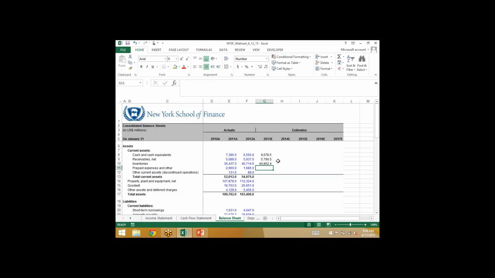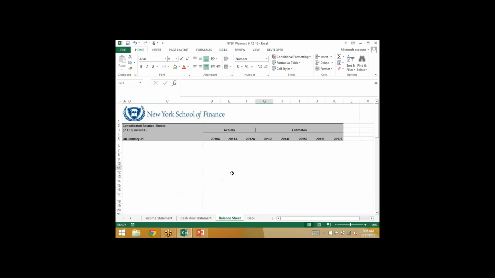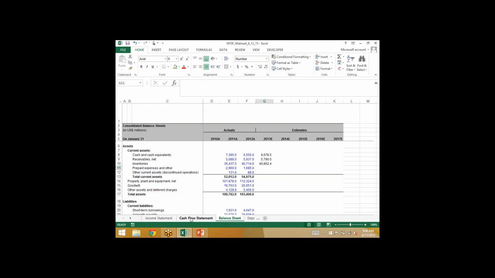Inventories. I thought we did inventories. Prepaid expenses. How do we do prepaid expenses? Same two questions. What cash flow statement line item drives it? Change in inventory.